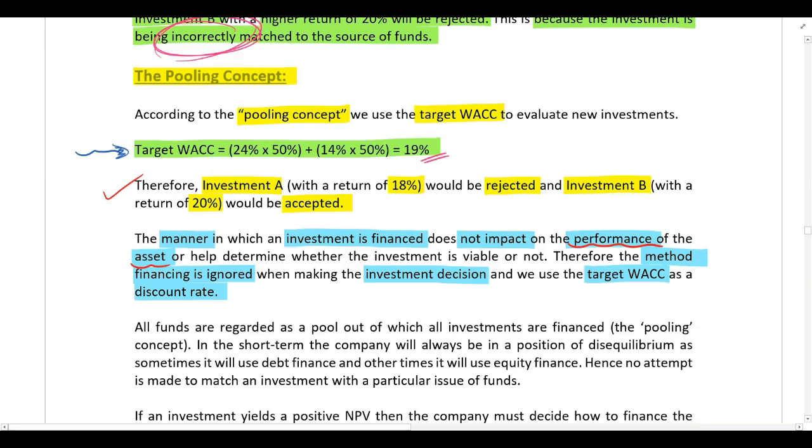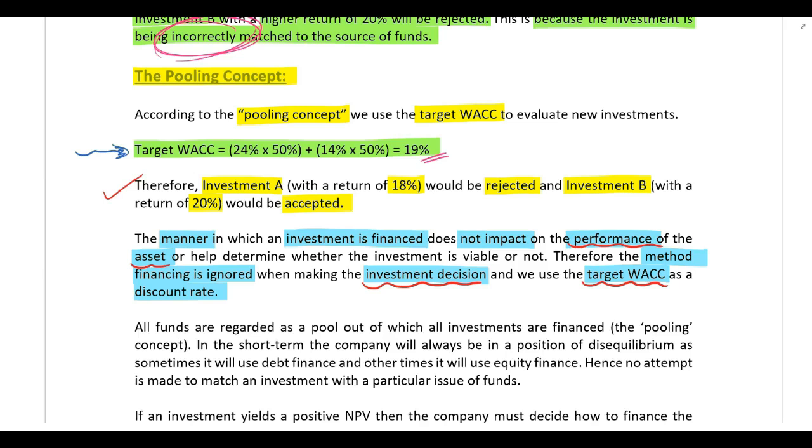Not at all. So please note, when we are making the investment decision, we do not care how the asset is going to be financed. You ignore the financing. We don't care if it's going to be financed through debt or equity. We ignore that. When we are making the investment decision, we use the target WACC as our discount rate. If it has a positive NPV, we know that it's a good asset, so we should invest. If it has a negative NPV, we know that it's not a good asset, so we don't invest.